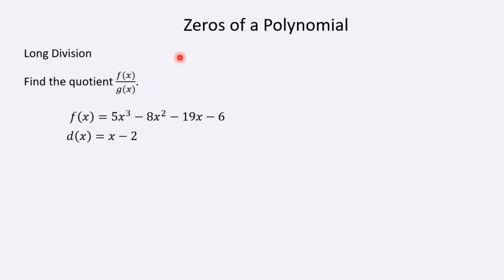Zeros of a polynomial function. Let's do the long division of f of x, which is 5x cubed minus 8x squared minus 19x minus 6, divided by x minus 2.